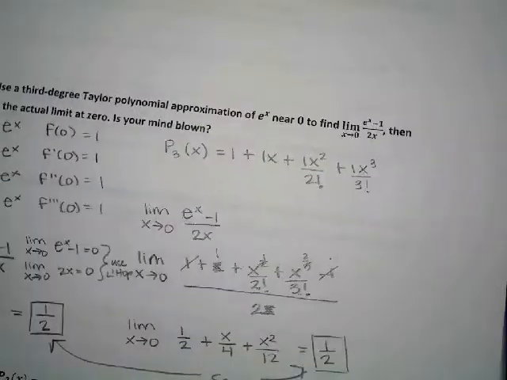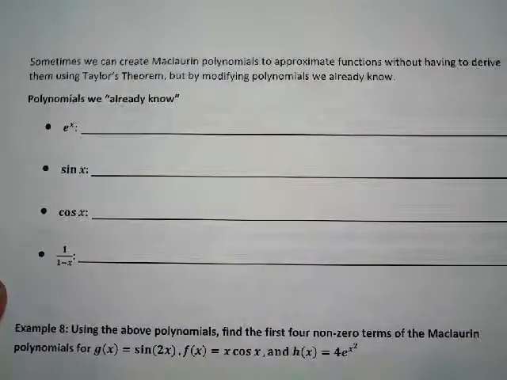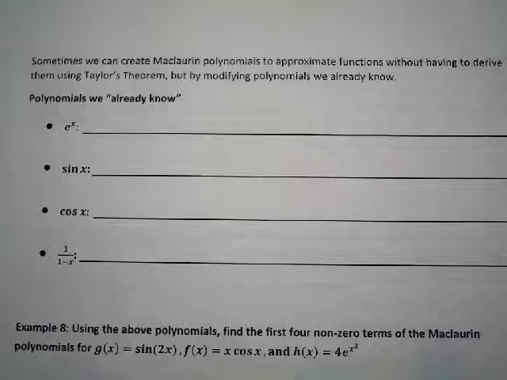Now, from this, we have polynomials that we already know. These are polynomials that we are going to memorize, and these are specifically Maclaurin polynomials because they're centered at 0. These are common polynomials. They're not going to be common if they're centered at 2, 3, 4, or 5, because that's not a typical center. But as you can imagine, centered at 0 is going to be relatively common, okay?